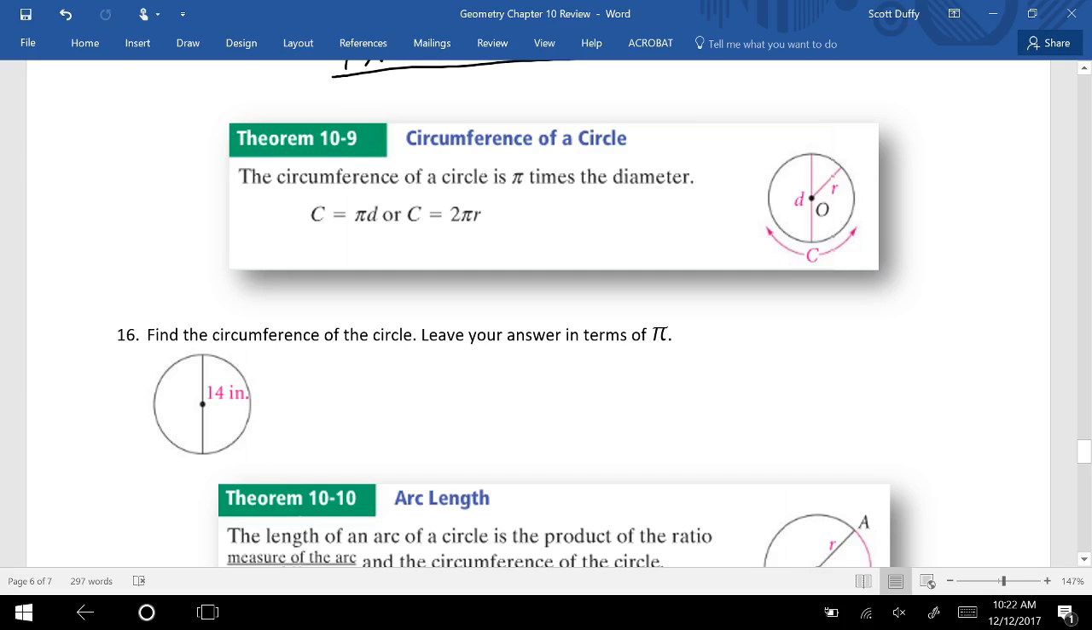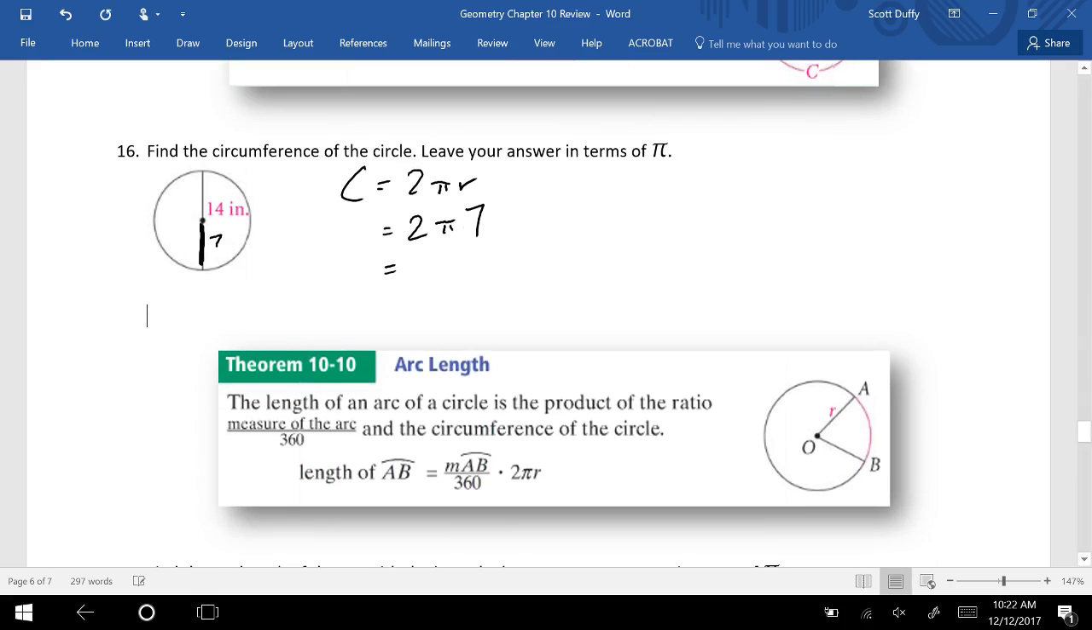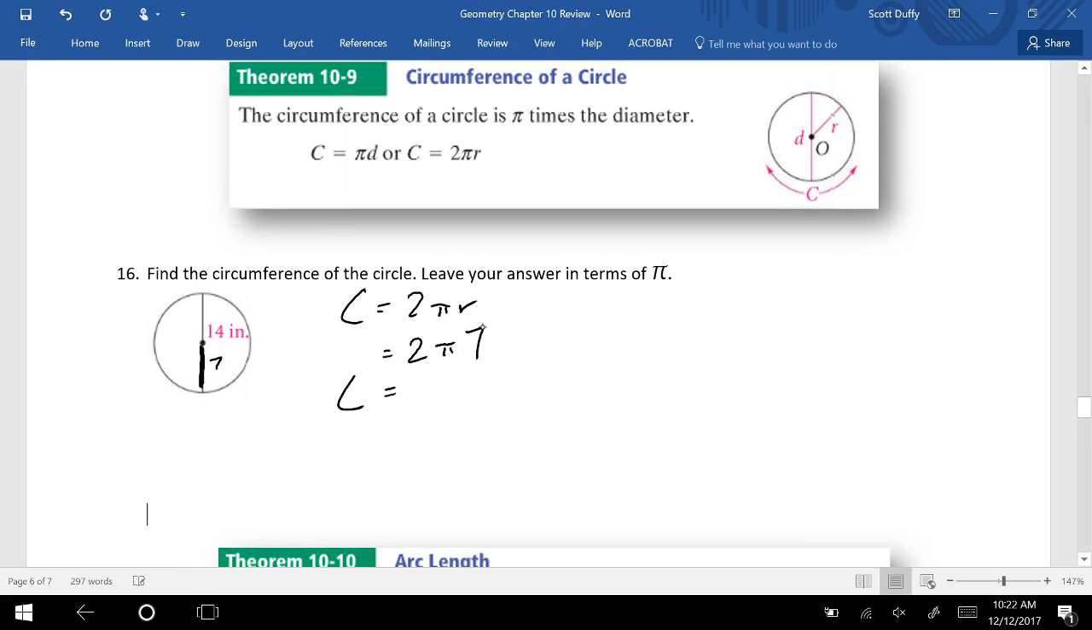Circumference of a circle is equal to 2 pi r. If I know my diameter is 14, then my radius is half of that, which is 7. So 2 times pi times 7. Leave it in terms of pi. 2 times 7 is 14 pi. That would be square inches. No, sorry, just inches, because it is just circumference, which is a length.